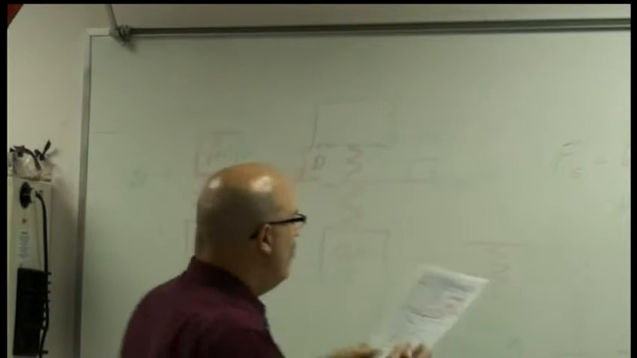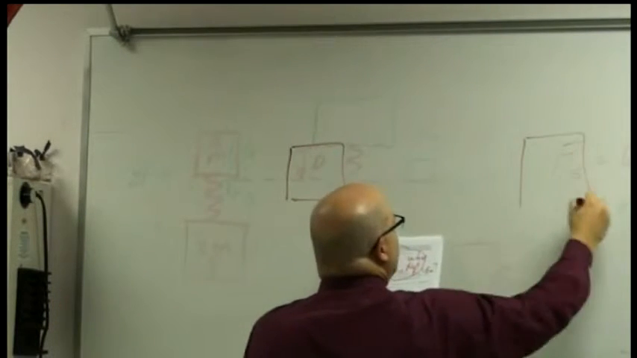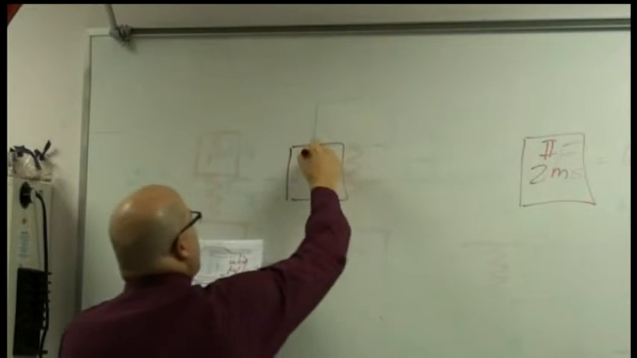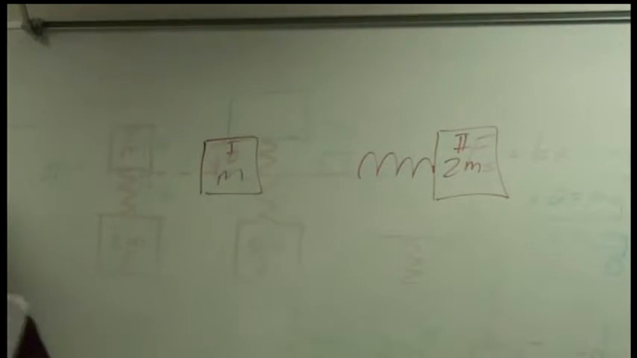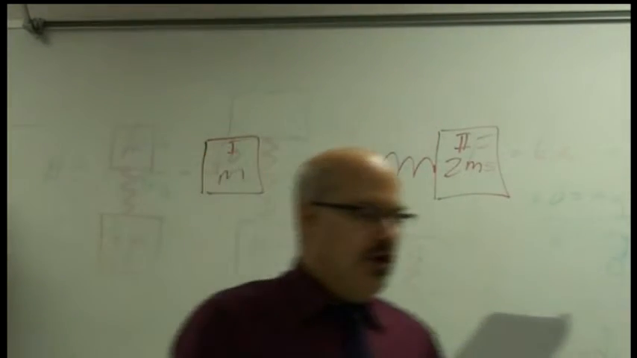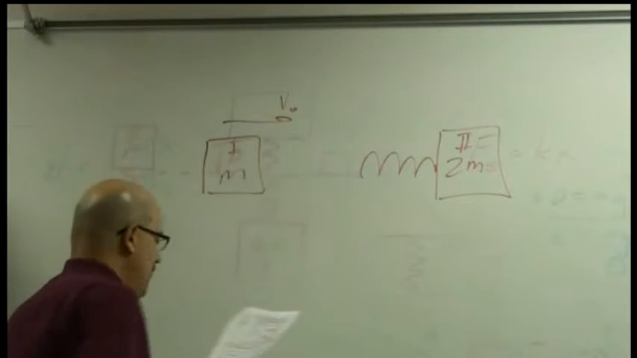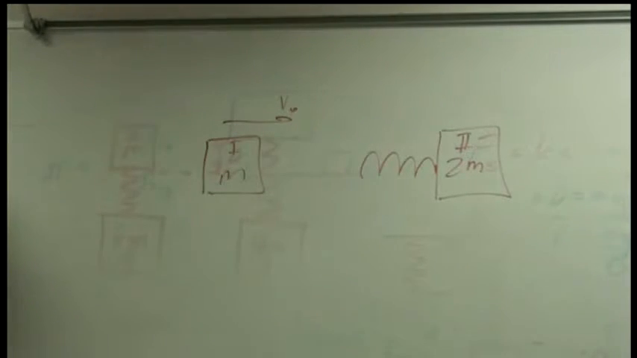It says the 2 blocks are now on a frictionless surface. So object 1, mass m, with a spring attached, and object 2, mass 2m. Block 2 is stationary, and block 1 approaches at a speed v naught. As shown above, the spring compression is maximum when the blocks have the same velocity. Explain why this is so.